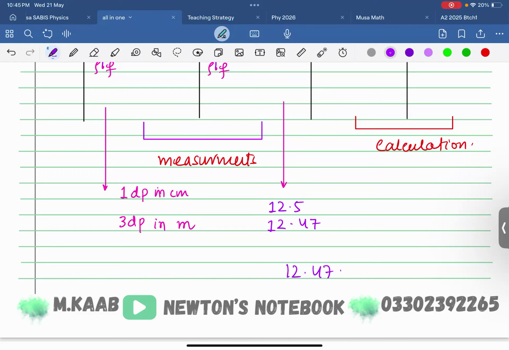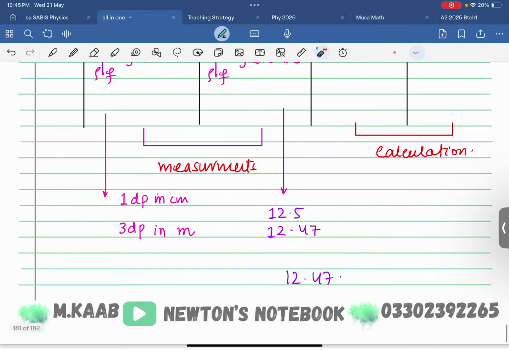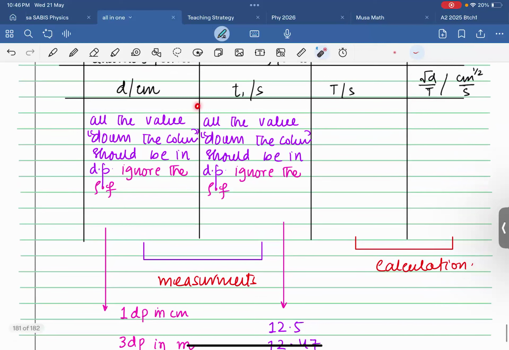But for me and for the students, 1 dp is simpler than 2 dp. But if you're working with 2 dps for the whole AS, then just go with 2 dps, it doesn't matter. But be consistent with the decimal places in time. Do not take 1 dp in some values and 2 dp in some values. Is that clear? And you should remember that all values down the column should be in decimal places and not significant figures, right?